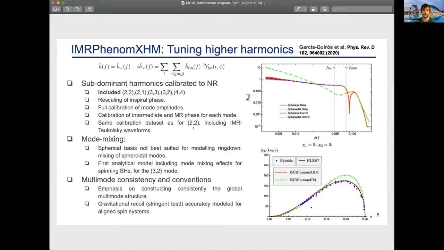It has the same calibration data set as the 2.2, including the intermediate mass ratio inspirals. Also, another important thing about this model is that it's the first analytical model that includes mode mixing effects for spinning black holes, in particular for the 3-2 mode, as we can see in this figure. The model was constructed with a great emphasis on being consistent with the global multimode structure and correctly satisfying the relations between the different modes. This is exemplified, for example, in the accurate prediction of the gravitational wave recoil that this model can do for non-precessing systems.